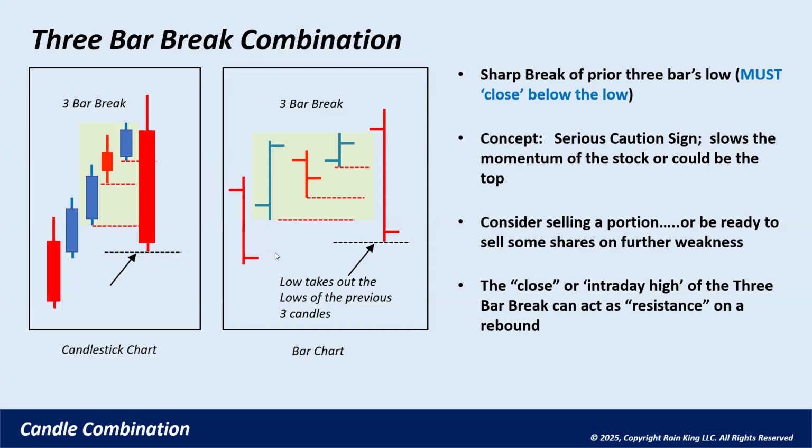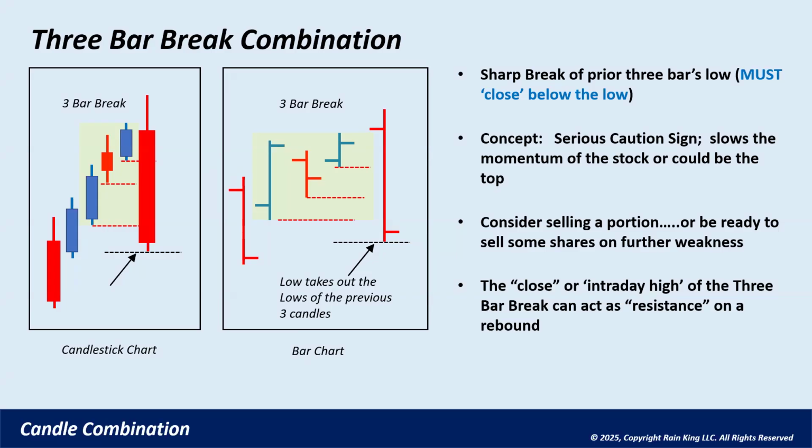If you looked at it on a bar chart, it would look like this. But the concept here is, this is a 3-bar break down. This is a serious kind of caution sign. At a minimum, it's showing you that the momentum of the stock could be slowing down, or maybe it's really signaling potentially a top. So you really want to pay attention to these on your charts. You want to consider either selling a portion, maybe scaling down a little bit, because there could be some further weakness. Now, we will talk about things that negate a 3-bar break as we go through the charts. We'll look at some examples.